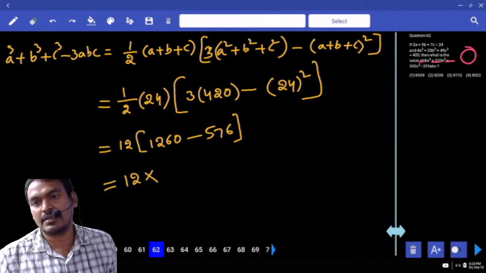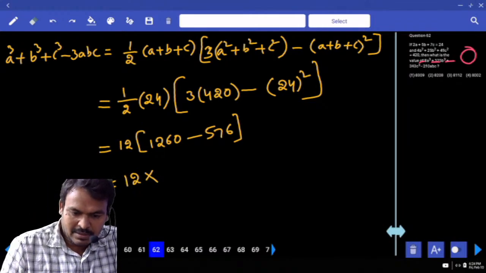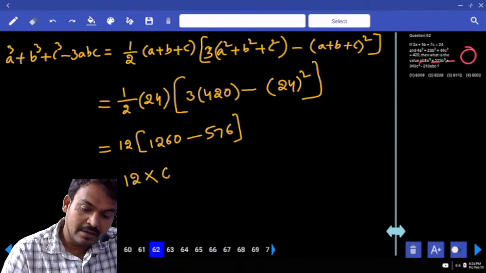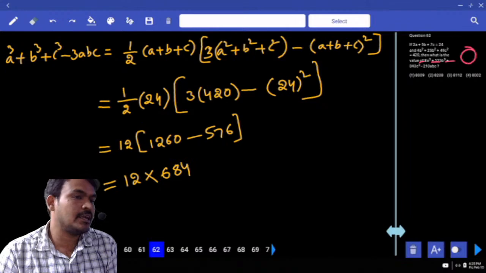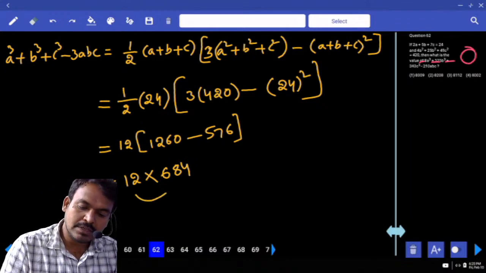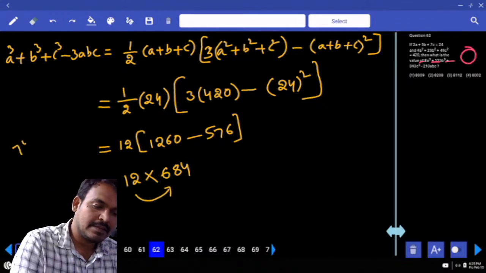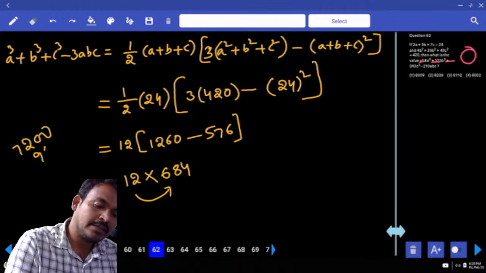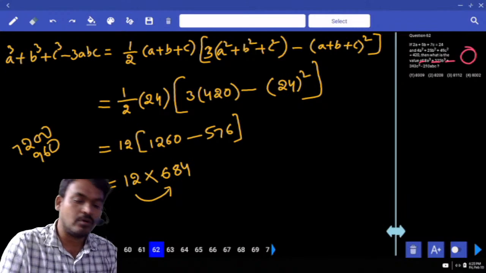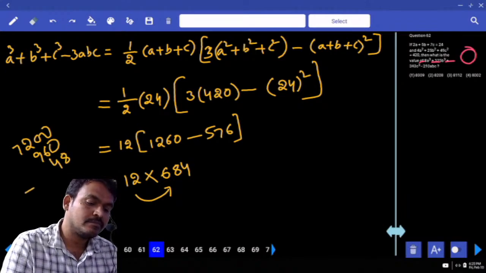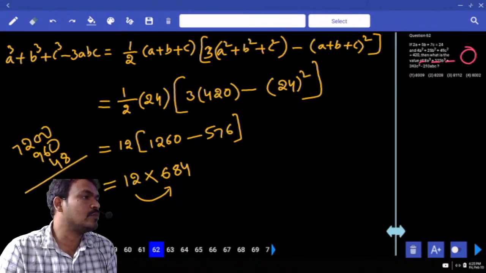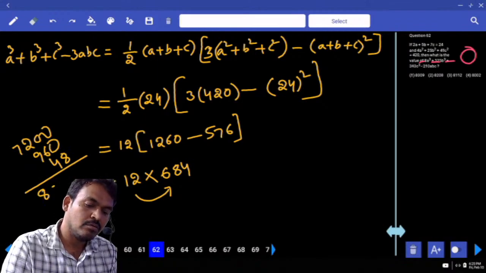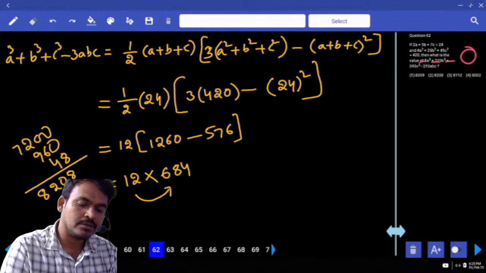1260 and 576 difference, how much? 684. 12 into 684: 12 into 600, 7200. 12 into 80, 960. 12 into 4, 48. Total, it is how much? 820 each.